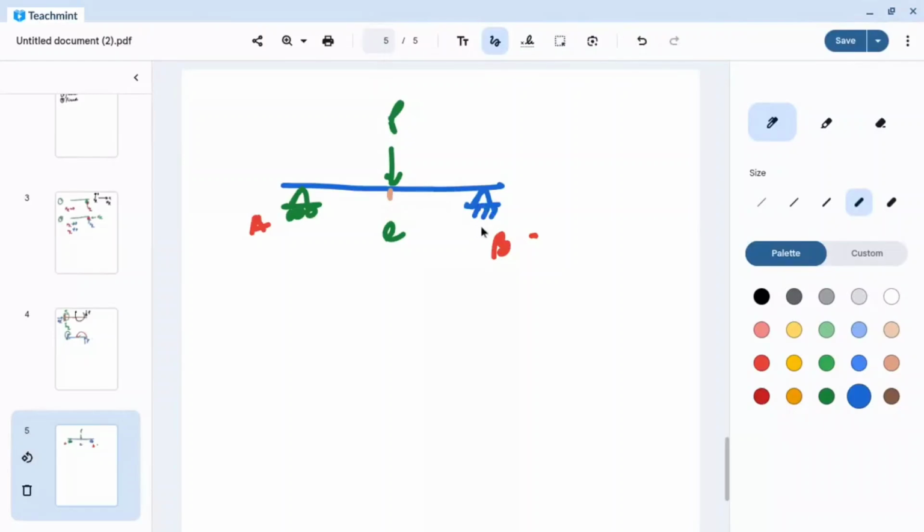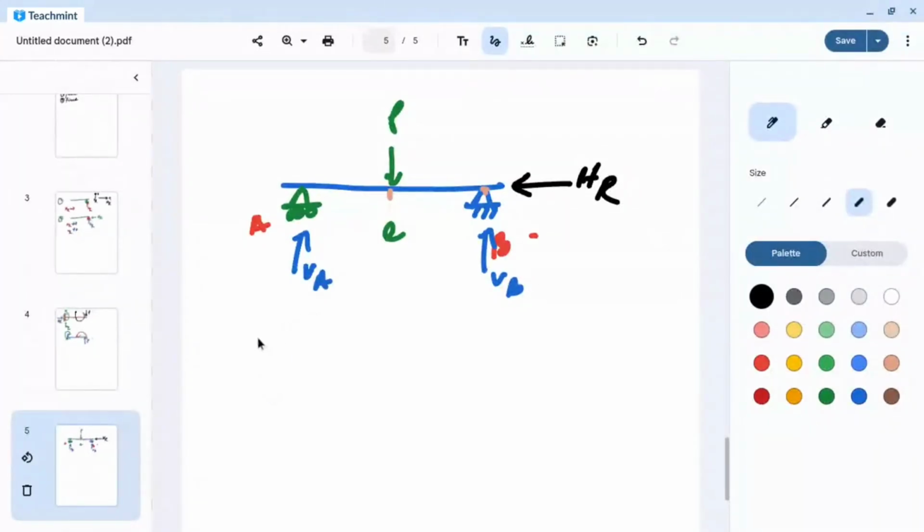Okay, sure, P by 2 for the reaction at A and B. The reaction at the fixed end, the right side. The moment we will see later.